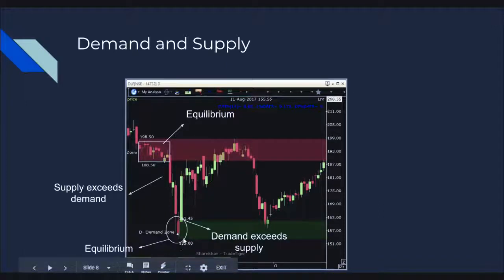Now as the price kept dropping and it reached over here, again for a very brief while the fall was paused. We got into a period of equilibrium again. And then we see the price rise sharply again. So again, we have a period where demand exceeds supply, because we see a rise in price.